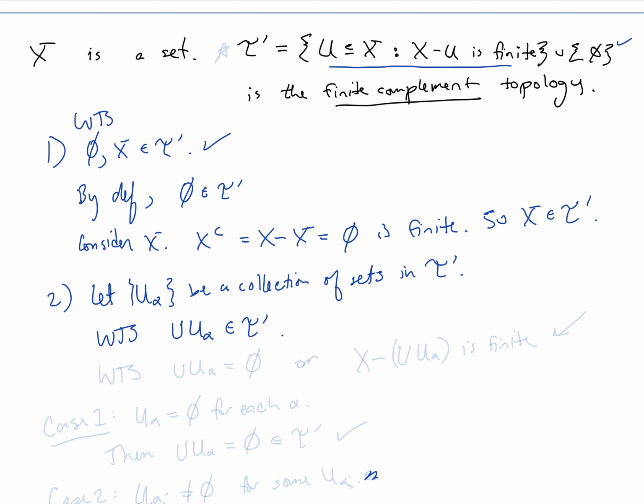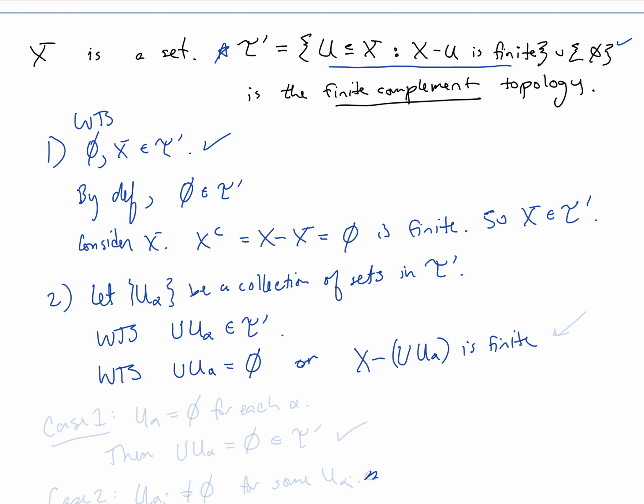So, in other words, to show that it's in tau prime for this particular topology, that's equivalent to saying that we want to show that the union of the U alphas is either equal to the empty set, or X minus the union of the U alphas is finite. That's the definition of what it means to be in tau prime. So we want to show if the original sets are in tau prime, their union is in tau prime.